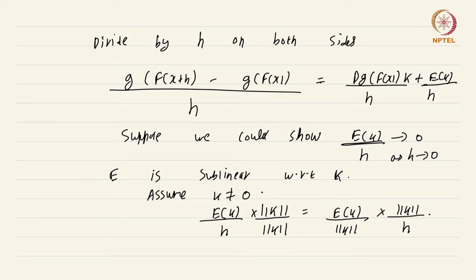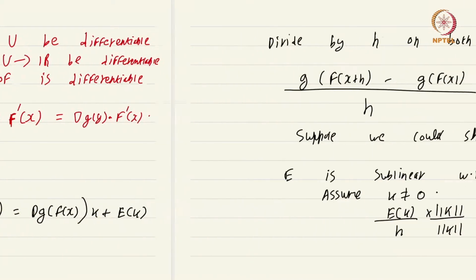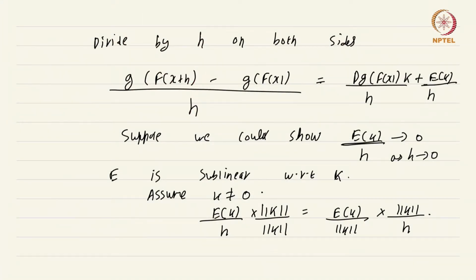k must also go to 0, because recall that k was f of x plus h minus f of x, and f is going to be continuous at x because it's differentiable at x. So k will go to 0 as h goes to 0. So e of k by norm k will go to 0 because e is sublinear. Now this quantity norm k by h will be bounded.